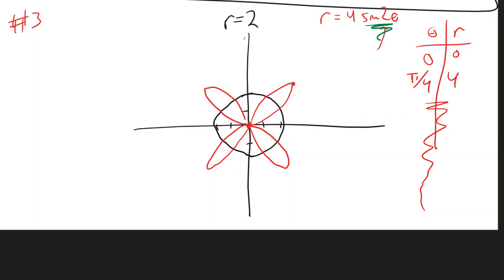Okay, so let's read the question again. Find the total area in quadrant 1 that shares this common area here. So here's the area that they share. And we are trying to find that common area. So I'm certainly going to need these intersection points.